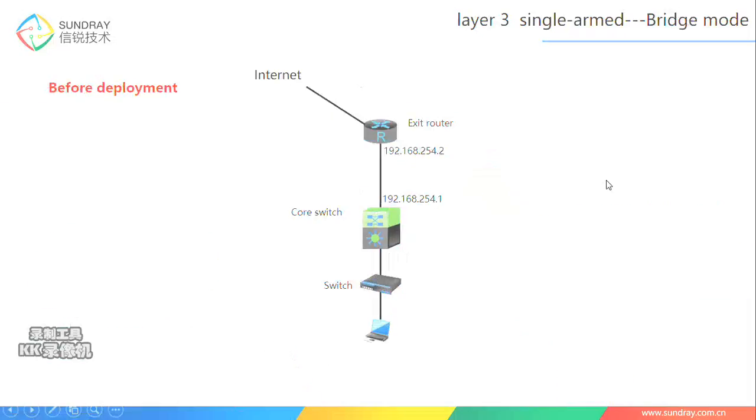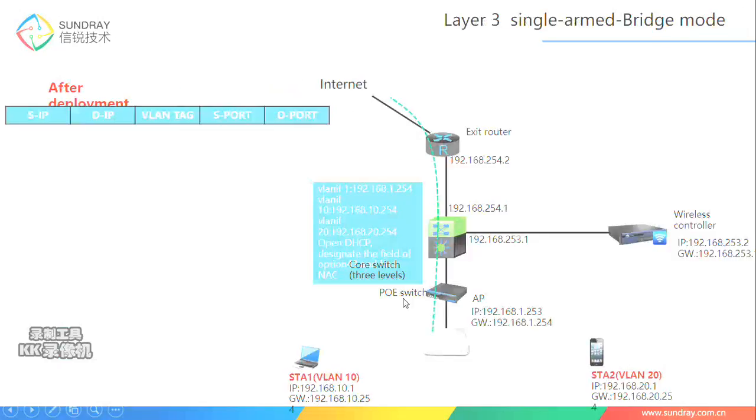Okay, also we have the layer 3 bridge mode. For layer 3 bridge mode, the terminal will get the IP from the controllers. If you want to set the terminal to get IP from the controllers, we have to set this port as a trunk mode, so the VLAN-tagged data can go through this port to get IP from the controllers.